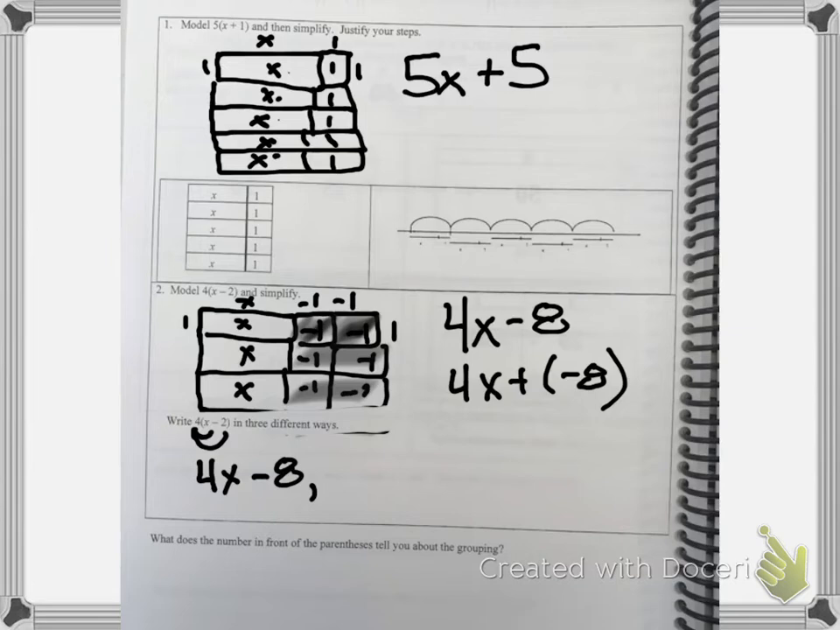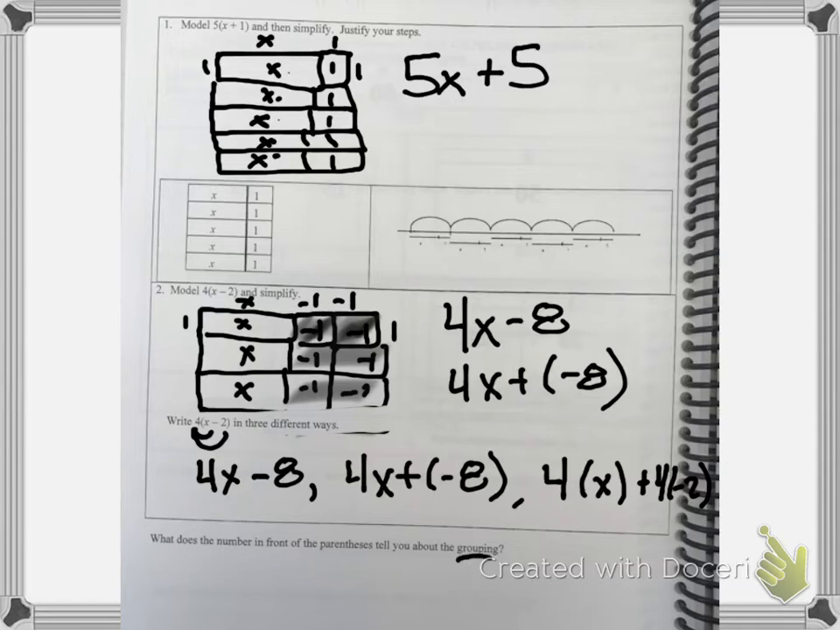Another way to change it is I have 4x plus negative 8. And then I could have 4 times x, I could write it like this, plus 4 times negative 2. Those are just some different ways that you can think about it. This is the distributive property. So what does the number in front of the parentheses tell you about grouping? About what's in the parentheses? How many groups you have.